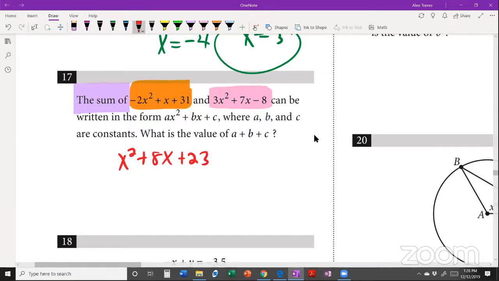And it's in the format of ax squared, which is the invisible 1. So your a is 1, plus bx, which is 8x, plus c, which is 23. So what's a plus b plus c? 1 plus 8 plus 23, which is, for number 17, 32. Coming over to 18.